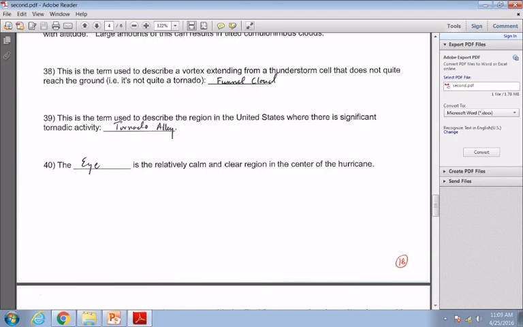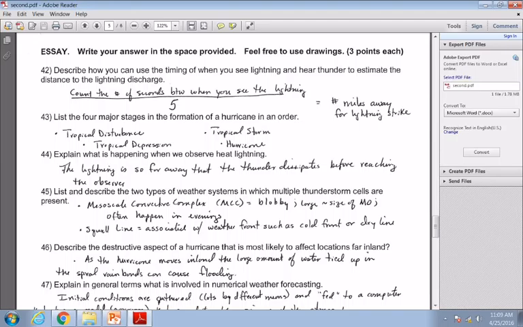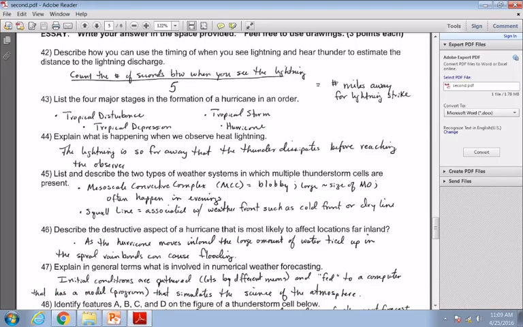And then for this last part, for the first one, you needed to describe how you can use the delay in thunder from when you see the lightning to come up with distance. And actually, I think I might have taken off a point if you didn't tell me it was miles. The number that you're coming up with is miles. So basically, it's the seconds divided by 5 is equal to so many miles.